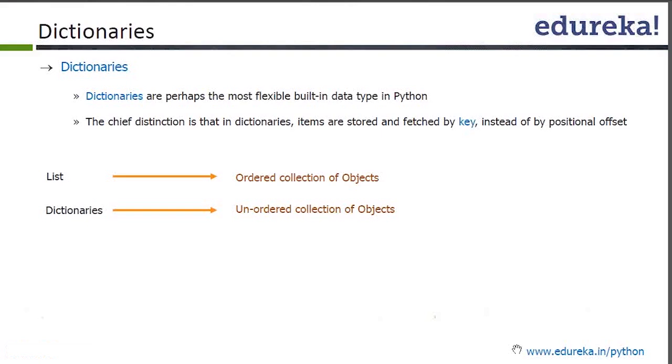Now again, this is one of the most important concepts after list. Tuple is again easy. There are not many options available in tuple, but dictionary is something that you have to understand carefully. Okay, let's do that. Just give me a second.